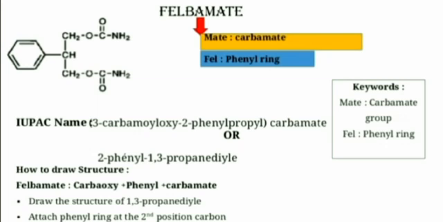So how to draw the structure of felbamate? First of all, we have to understand the groups involved in felbamate. There are a total of three groups involved, that is carboxy, phenyl as well as carbamate. First of all, draw the structure of 1,3-propanediol. Then attach the phenyl ring at the second position carbon.